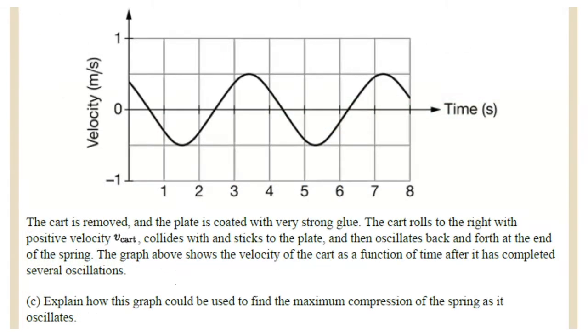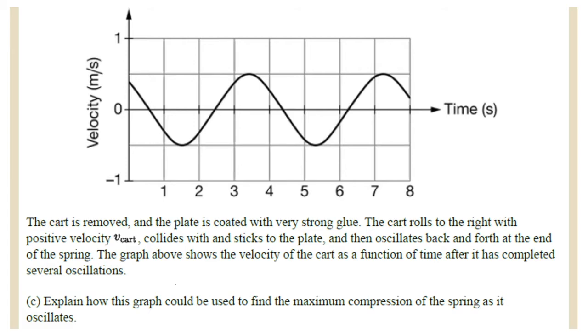Now I like this question, part C. We are slowly but surely working toward a simple harmonic motion test as we work through the homeworks and really get prepared for this thing. And I decided to assign this question because I think it does have a nice little simple harmonic motion part of this. And so it says here, the cart is removed and the plate is coated with a very strong glue. The cart rolls to the right with positive velocity v cart, collides with and sticks to the plate, and then oscillates back and forth at the end of the spring.